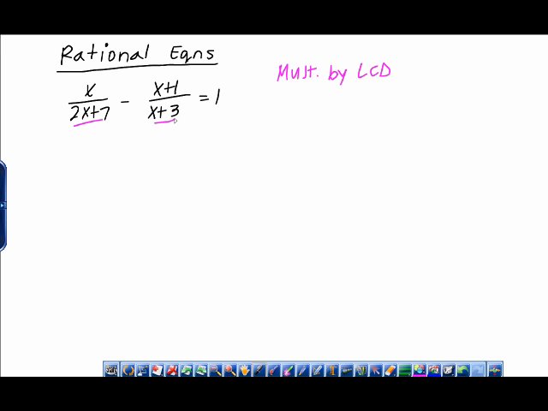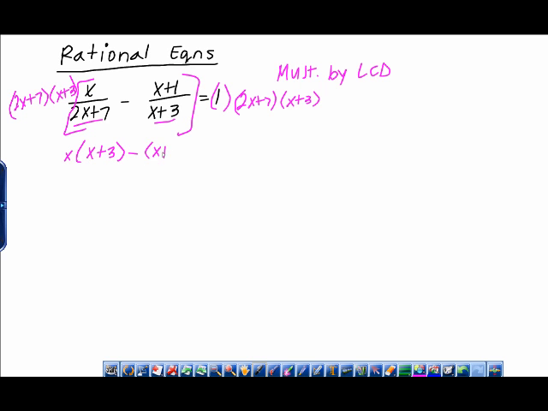So the LCD in this case is just 2x plus 7 times x plus 3. So I'm going to go ahead and just squeeze it in right here. So multiply this whole side and this side by that expression. Okay, the reason this works is because, like here, the 2x plus 7s cancel because they divide out to 1. And you're left with x times x plus 3. And the next one, the x plus 3s cancel, and you're left with x plus 1 times 2x plus 7.